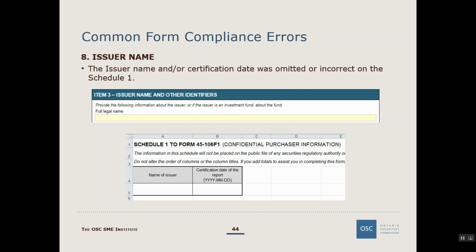Another common error or omission is regarding the issuer name. As indicated at Item 3 on the form, we expect the full legal name to be entered accurately. This name should be identical to the name entered at the top of Schedule 1 and, if applicable, Schedule 2. It is also important to include the certification date on Schedule 1.